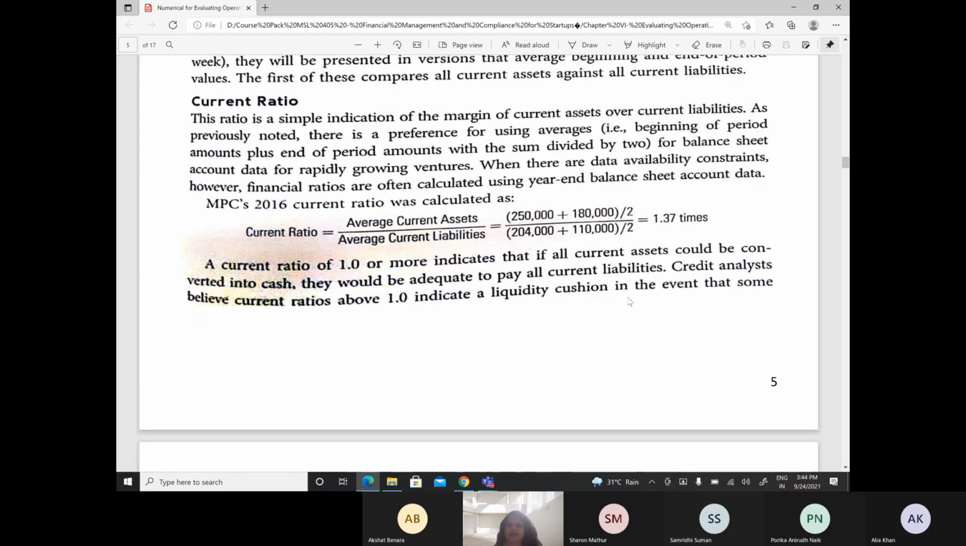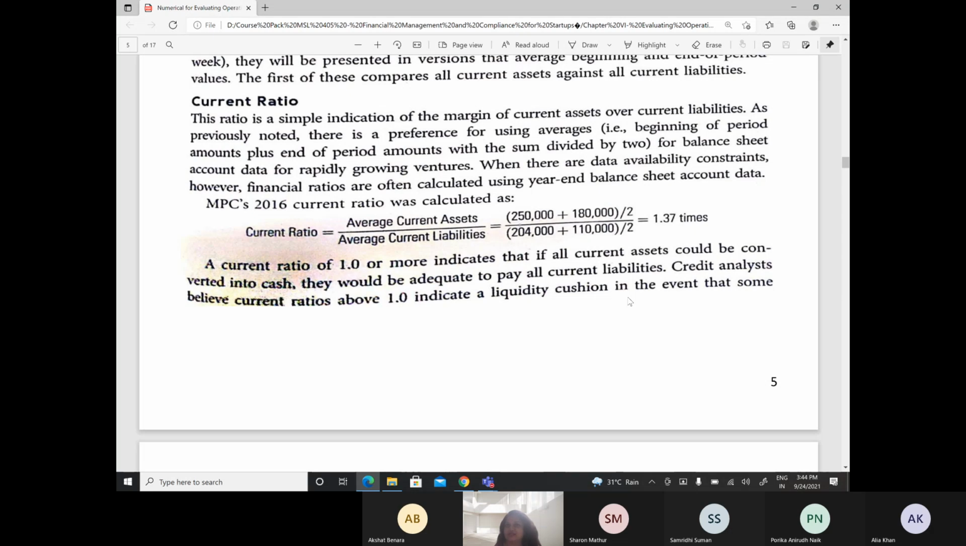As previously noted, there is a preference for using averages, that is beginning of period amounts plus end of period amounts with the sum divided by 2 for balance sheet account data for rapidly growing ventures. When there are data availability constraints, however, financial ratios are often calculated using year-end balance sheet account data. So ideally, you should be taking like a daily average if you have daily figures, but very rarely do you have access to that kind of data.